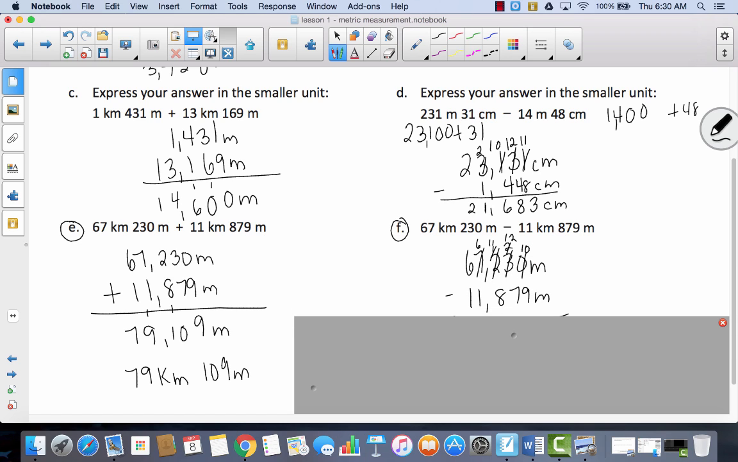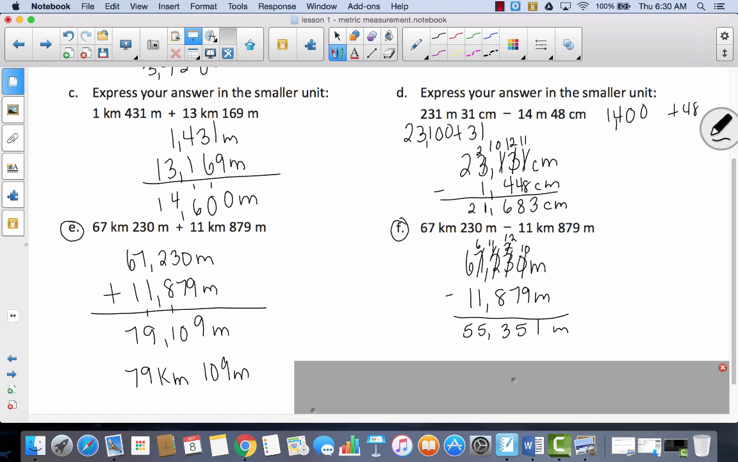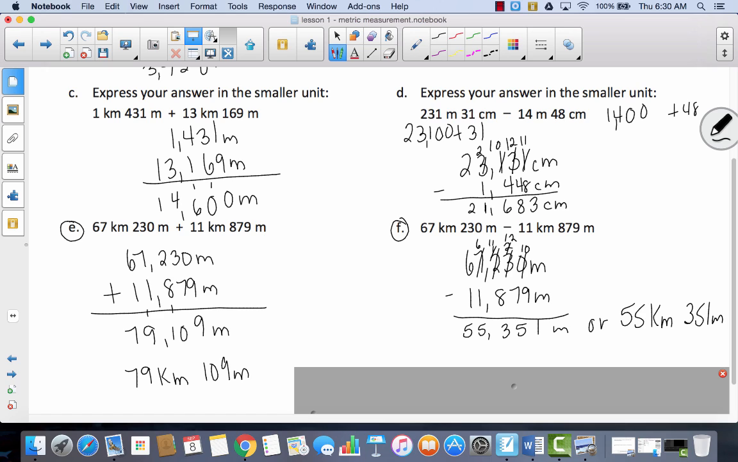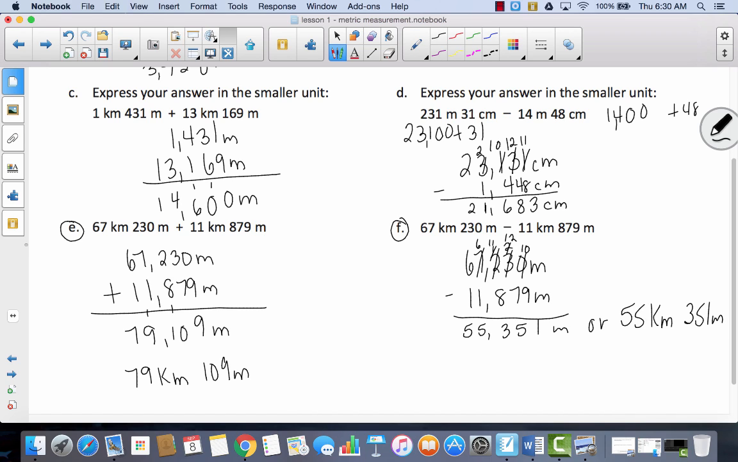Okay, so let's take a look at F. So I went from kilometers and meters to meters. So you can see that was 67,230 meters, 11,879 meters, and then I just had to subtract, and that gave me 55,351 meters, or I could have said 55 kilometers, 351 meters.